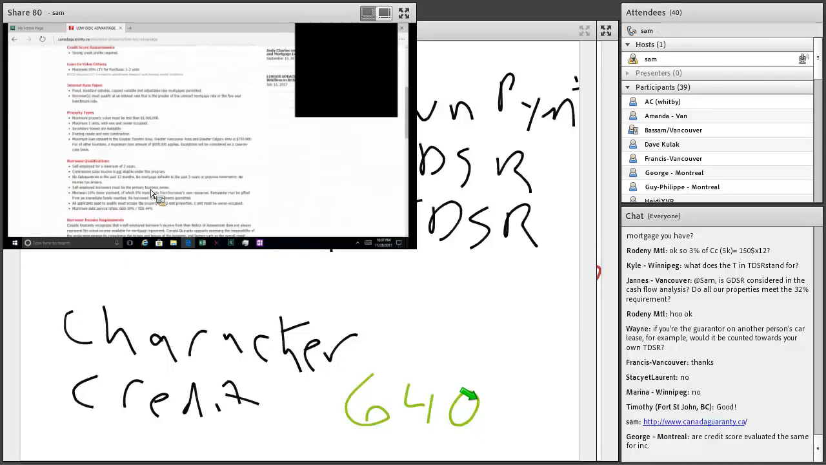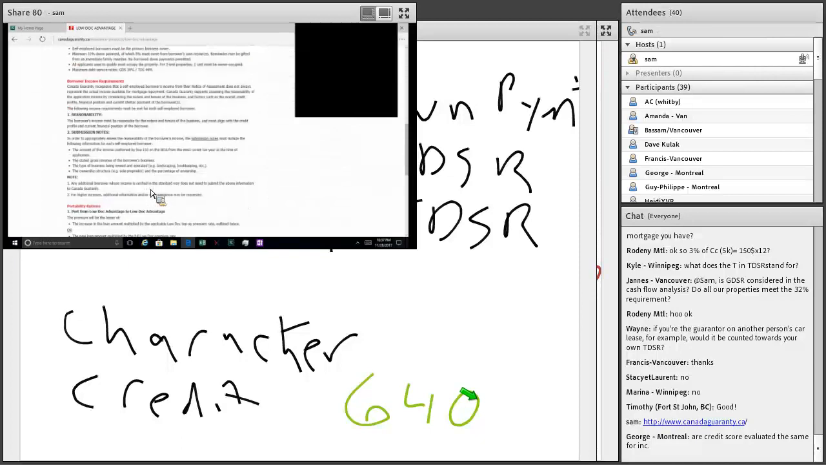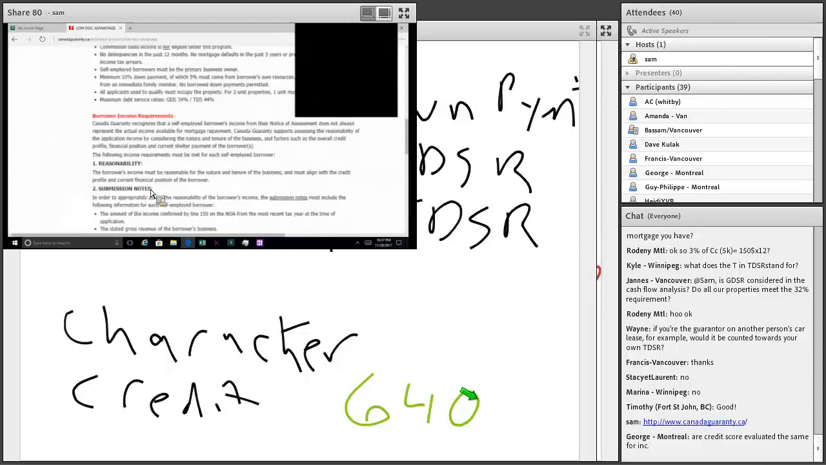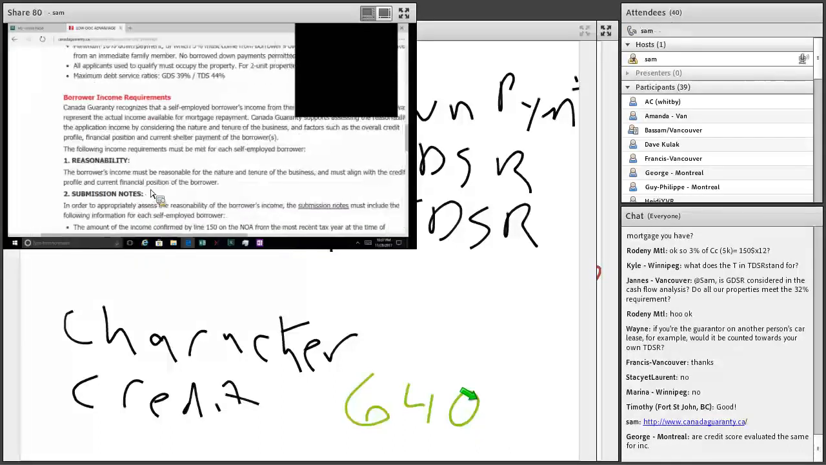But I want to go to the bottom here. So borrower qualifications: self-employed for a minimum of 2 years. At the bottom there, it talks about income requirements. I got into a situation once where I had a hairdresser who has a very good income, but doesn't declare her income.